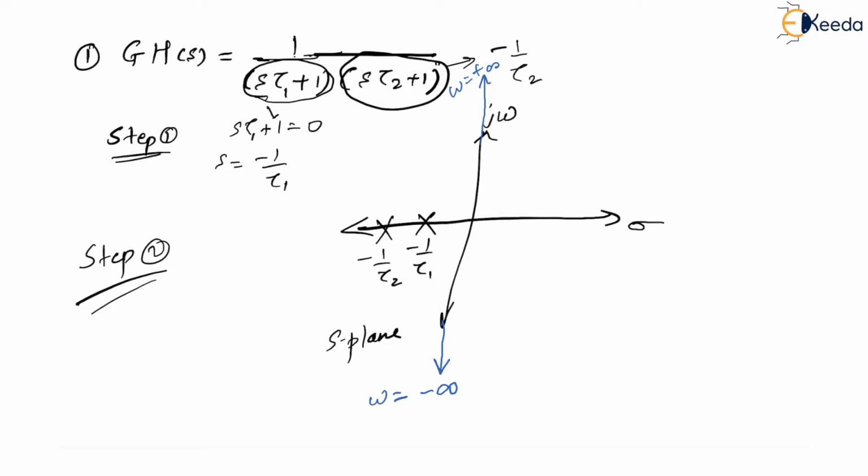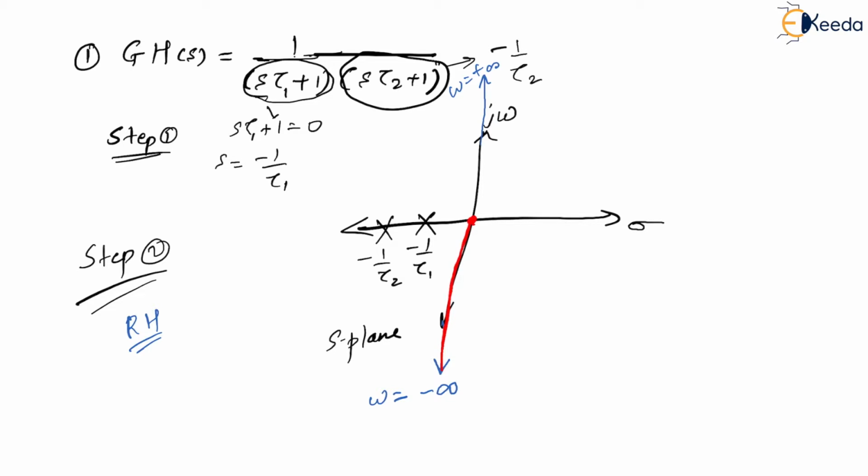Now, what am I interested in? I have to cover the entire right half of the S-plane. In order to do so, what will I do? The first thing that I will do is start from minus infinity and move up to 0, because here at the origin I know that omega will be equal to 0.